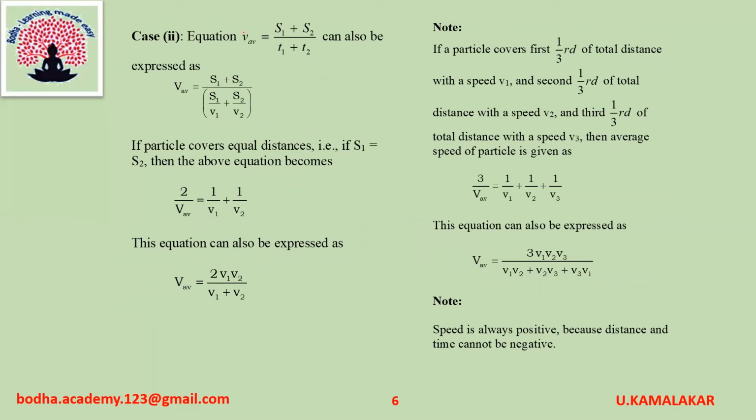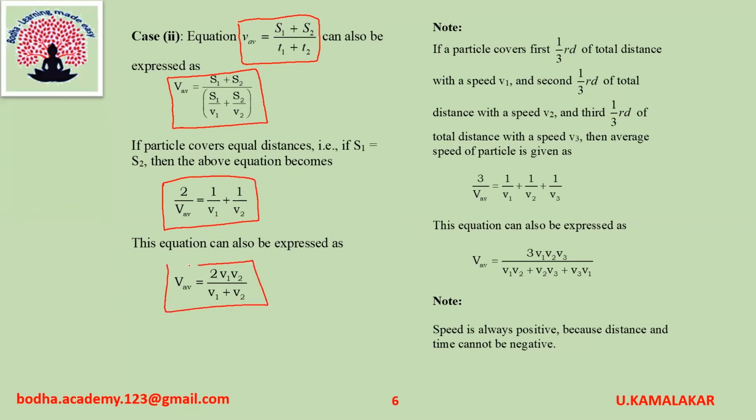The equation V average is equal to (S1 plus S2) divided by (T1 plus T2) can also be expressed as V average is equal to (S1 plus S2) whole divided by (S1 by V1 plus S2 by V2). If the particle covers equal distances, that is, if S1 is equal to S2, then the above equation becomes 2 by V average is equal to 1 by V1 plus 1 by V2. This equation can also be expressed as V average is equal to 2 V1 V2 divided by (V1 plus V2).